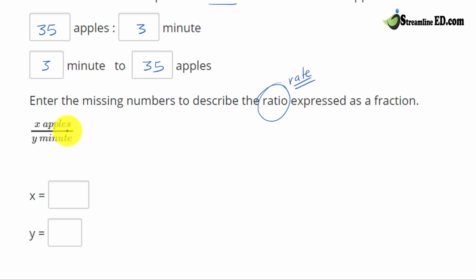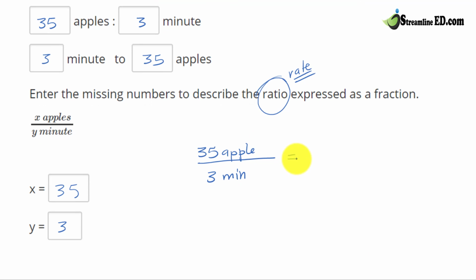In this case, we have X apples. Well, what do we have for apples? In this case, apples is 35. And for Y minutes, how many minutes do we have? We have 3. Now, this format of question allows you to understand variables and how we can use a number to represent a variable or a variable to represent a number. But in the end, what we have here is 35 apples over 3 minutes. The other way is 3 minutes divided by 35 apples. So keep that in mind.